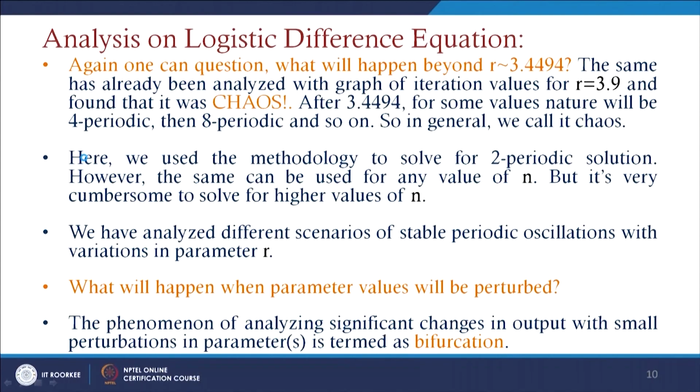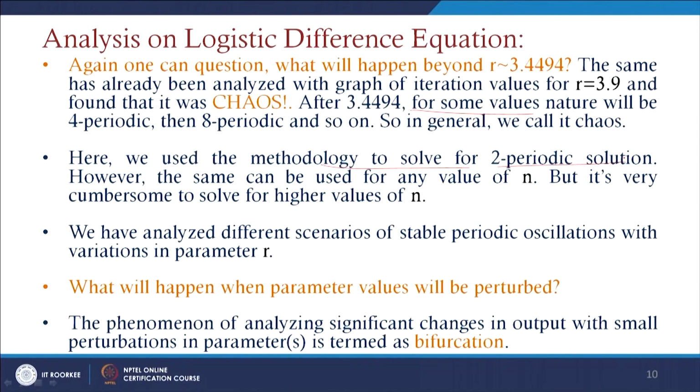After 3.4494, for some values the nature will sometimes be 4 periodic, then 8 periodic, and after that we cannot imagine how it behaves. So, in general, we call it chaos. Here we use the methodology to solve for the 2 periodic solution. However, the same can be used for any value of n, but it is very cumbersome to solve for higher values of n.